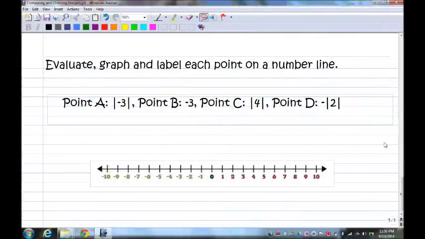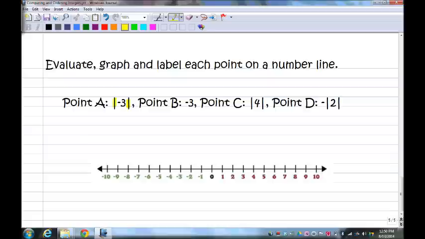Okay, now you're asked to evaluate, graph, and label each point on a number line. Evaluate just means if there's something to do to the number, do it. And in these particular points, that would be anything with an absolute value. So remember, these bars here indicate absolute value. Now, remember what absolute value means. So first thing we're going to do is evaluate each one of these. Point A, it means the number without a sign because it's just a distance from 0. So negative 3 is 3 from 0.